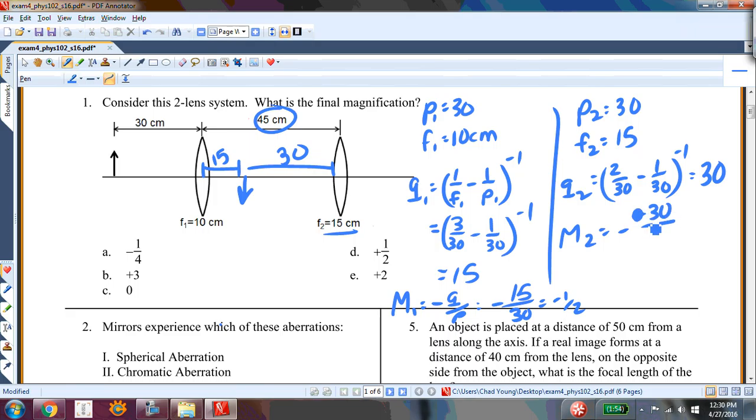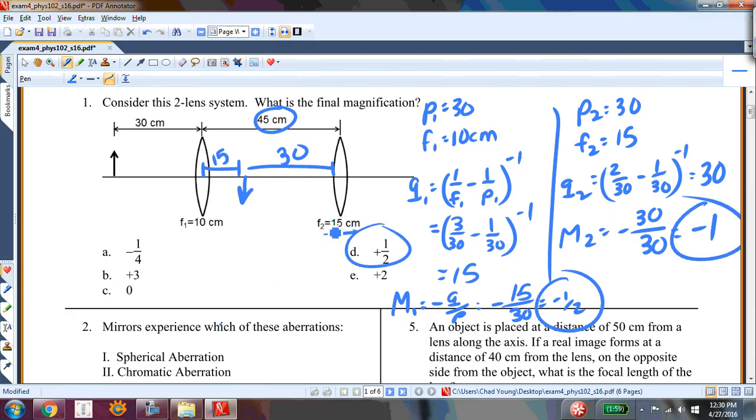divided by P, or excuse me, I'm sorry. Wait, no, that's right. That is right. Negative 30 over P, and P was equal to 30, so that's equal to negative 1. So my total magnification is the product of these two. It's going to be positive 1/2. So my final image is over here. It's upright, and it's half the size of the original image.